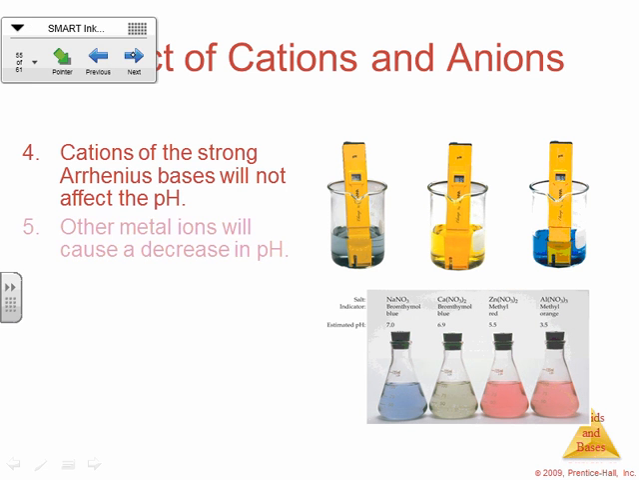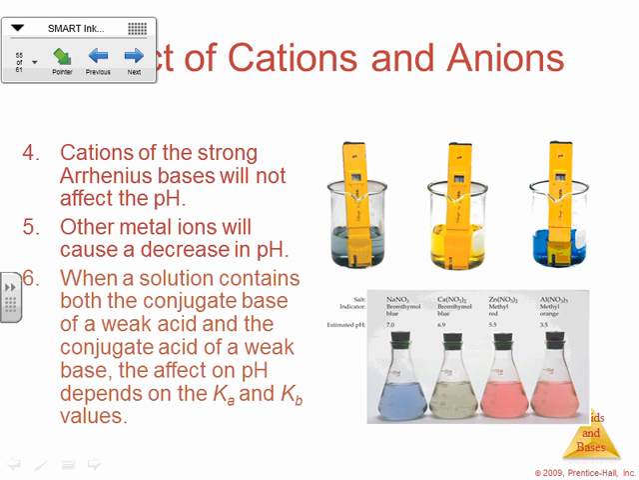Go back through this quickly. Okay, when a solution contains the conjugate base and the conjugate acid, so in other words, what if you have a situation where you've got a cation that decreases the pH, and you've got an anion that increases the pH? How do you know which one is going to have the greater effect? And so what they're saying here is the effect depends on the Ka and the Kb values. Okay, so you would have to know the Ka and the Kb for that in order to be able to figure it out.